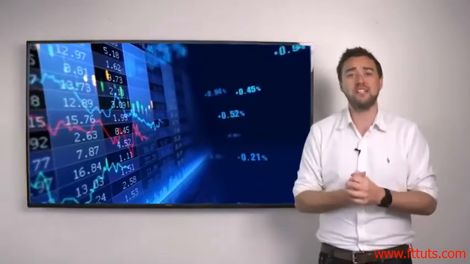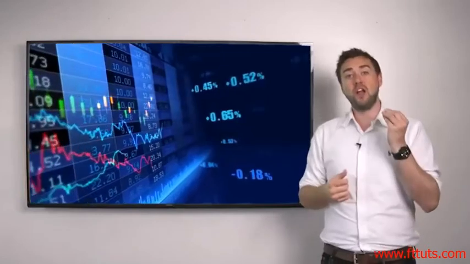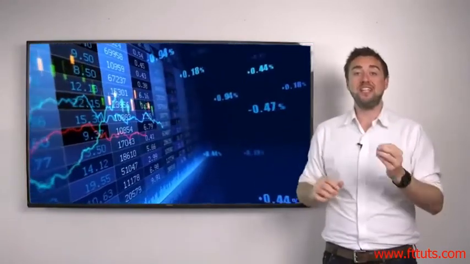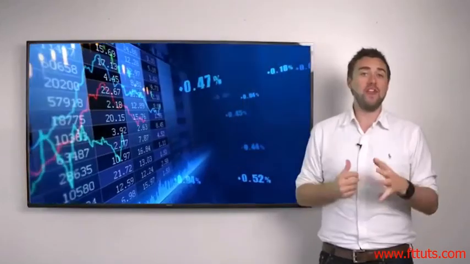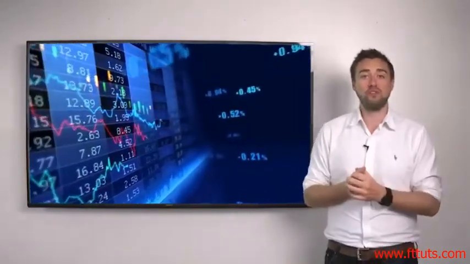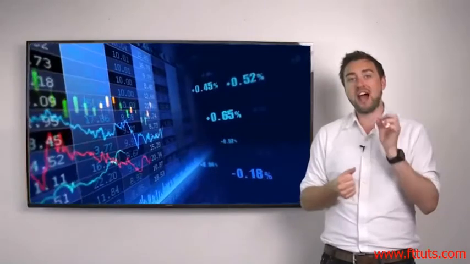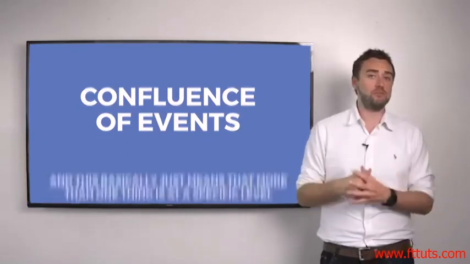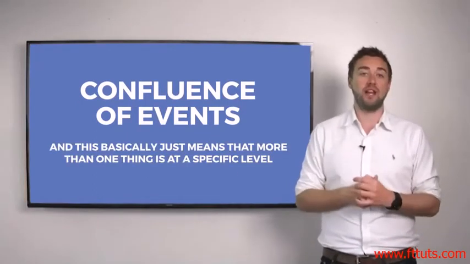After some brief analysis of possible levels, you'll notice that there are a lot of them, and it's very difficult to pick the best one to trade from. Trading them all isn't practical, so you need some kind of filter system to pick out the best levels. The way that professional traders filter these types of levels is by looking for the ones that have more than one reason to trade from them. We call this a confluence of events. And this basically just means that more than one thing is at a specific level.